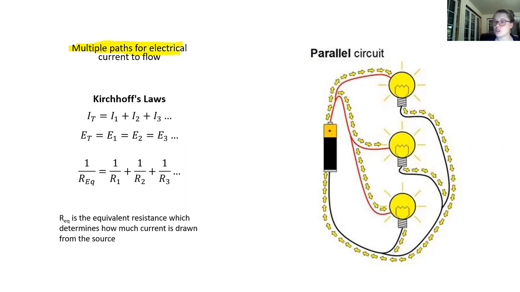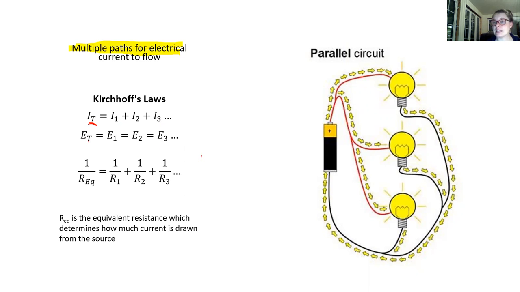Well, Kirchhoff's law with current works the same way. The most current is going to go through whichever of these light bulbs has the least resistance. The least current will go through the light bulb that has the most resistance. So the current could be different in each branch, but it's going to add up to whatever is coming from the battery. Kirchhoff's law says that the total current at the source has to be equal to the current through branch 1, branch 2, and branch 3. So here we have branch 1, branch 2, and branch 3.